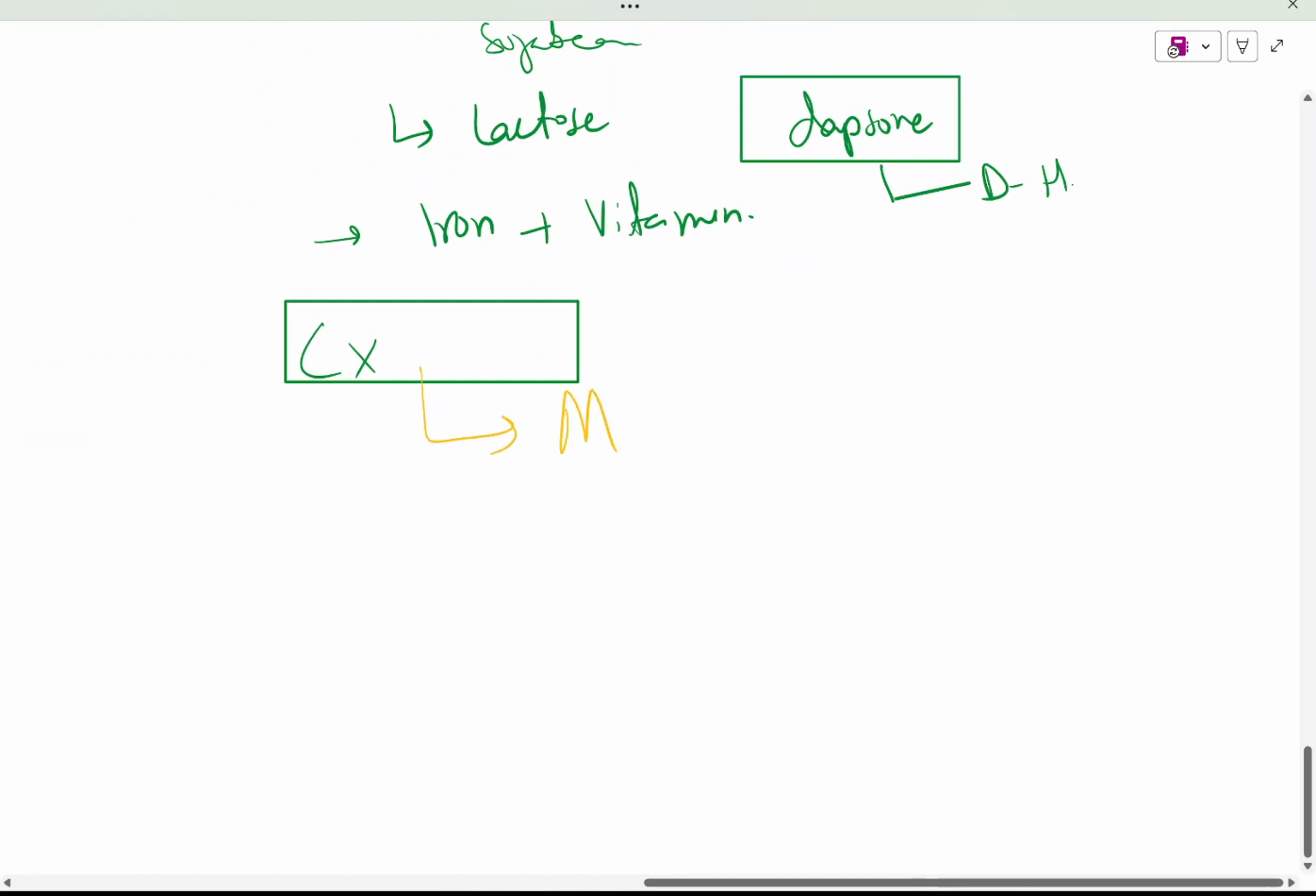What kind of complications can arise in such patients? First thing is malabsorption symptoms can develop, like iron deficiency, anemia, folic acid deficiency. There can be vitamin deficiency, and peripheral neuropathies can develop. Second complication is secondary lactase deficiency.